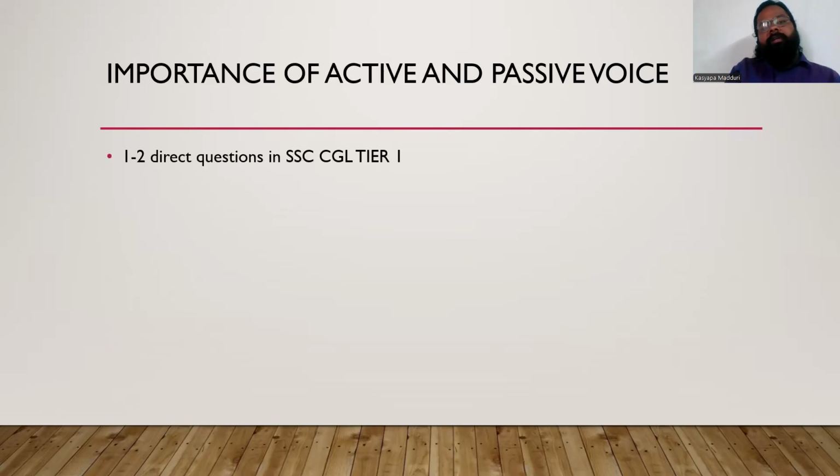So, what is the weightage? In SSC CGL Tier 1, you're going to have one or two direct questions. That means they're going to ask you directly either to change an active voice sentence to a passive voice sentence or to change a passive voice sentence to an active voice sentence. Okay, and similarly in Tier 2, you're going to have 4 to 6 questions. So in English, it's very, very important. Even these 1, 2 questions, 4 to 6 questions, are very important. These can be the game changer for you. This score of 1 mark or minus 0.5 mark is going to be a game changer for you.